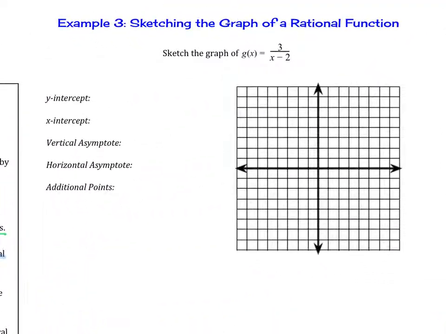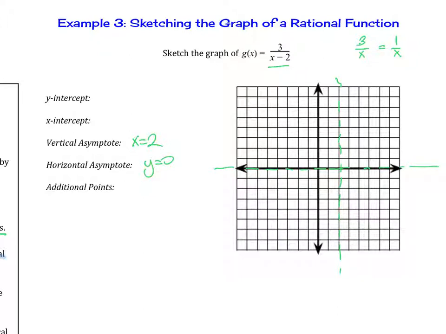Sketch the graph of g of x equals 3 over x minus 2. One thing we know for sure is we look at the denominator and we know that we have a vertical asymptote at x equals positive 2. We know that is a restriction, so we draw that right away. Then we see that we have a degree of 0 at the top, so it's just 3 over x, and that reminds me of 1 over x, which reminds me that our horizontal asymptote is y equals 0.